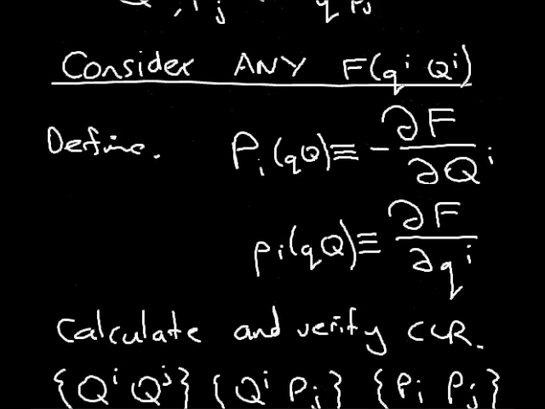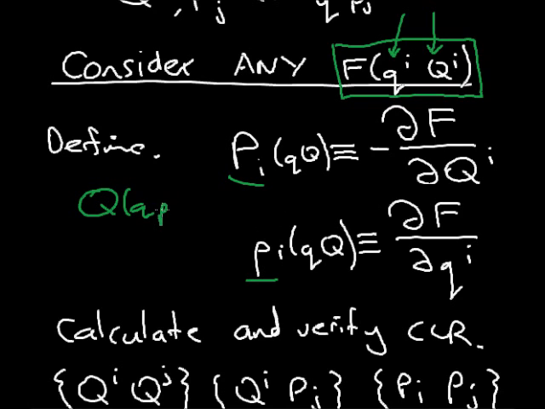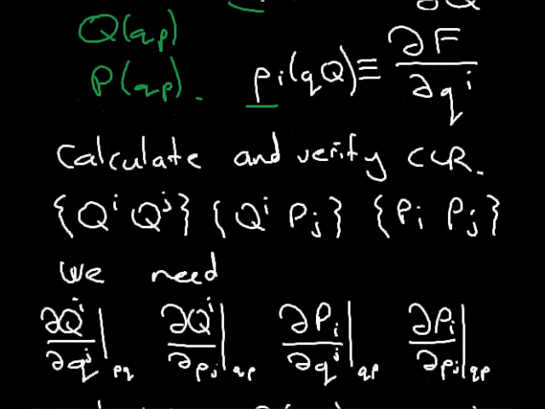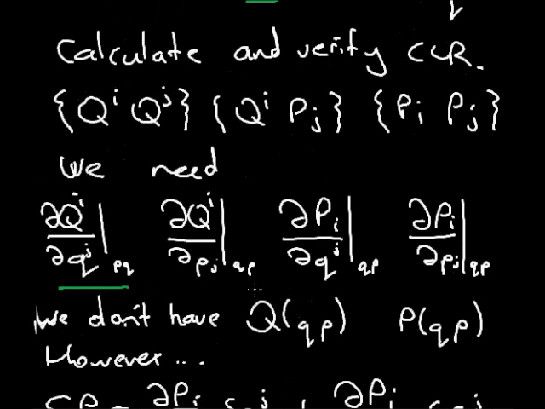First, I'll give you one construction that guarantees the brackets are canonical, and then I'll talk about a different method of producing canonical transforms. Suppose this function F depends on both little and big Q, and we define little and big P like so. I assert that if we rearrange big Q and P to depend on little q and p, their brackets will be canonical. To check this though, we need to know how Q changes with little q while holding little p constant, and also how it changes with little p holding little q constant. And likewise for big P.